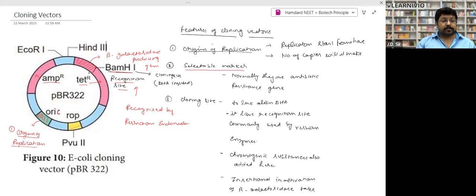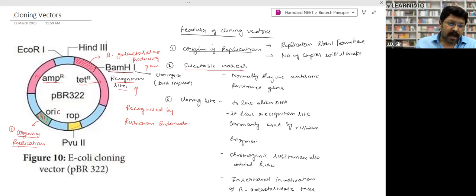So due to insertion of a new gene, the functionality of the previous gene stops. This is called insertional inactivation. Is that clear or not? Please tell me, guys. It's very important. Yes, sir. Insertional inactivation. Got it?